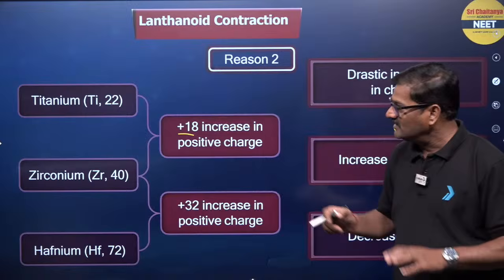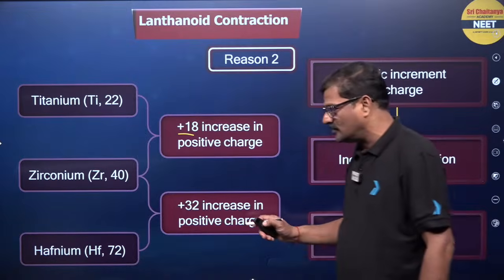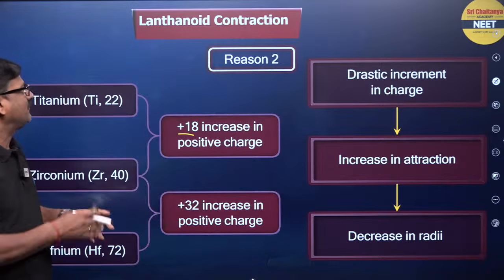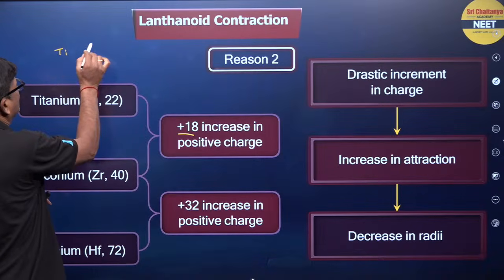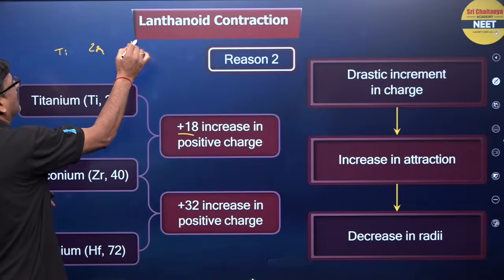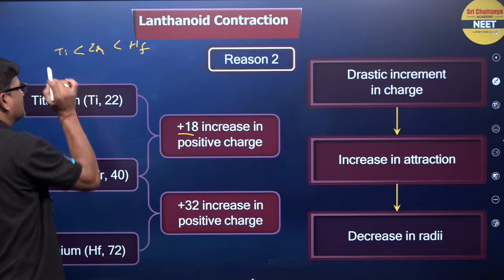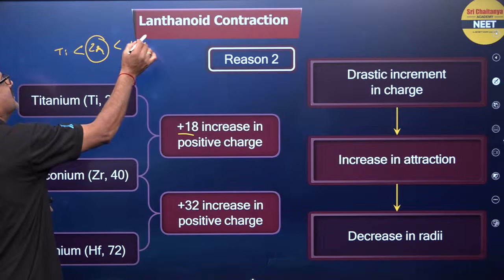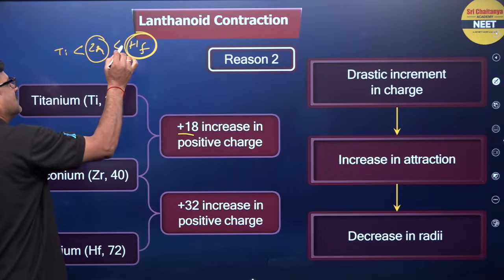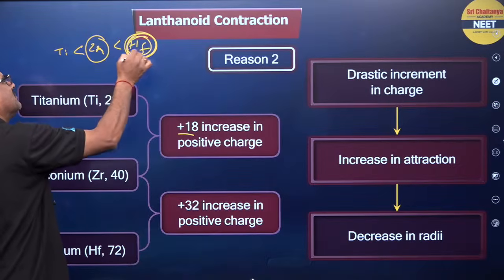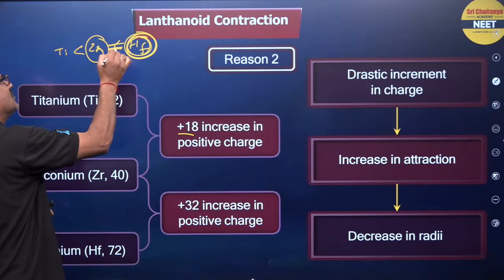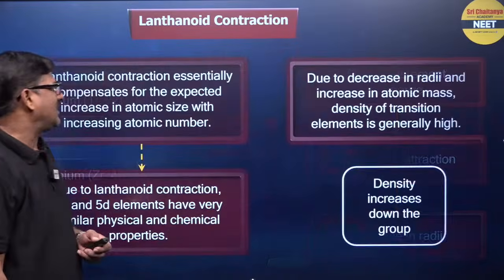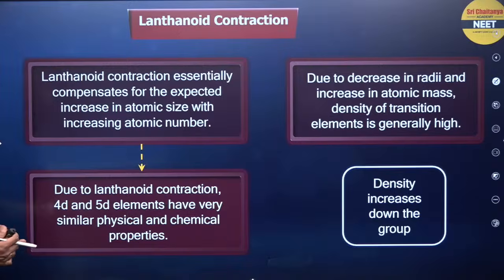That's the reason why, for titanium, zirconium and hafnium, it is supposed to be increasing like this, but due to the poor screening effect, the radius of hafnium comes out smaller, so that the values of both look almost equal. Okay, and moving ahead.